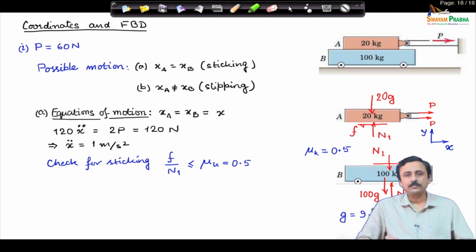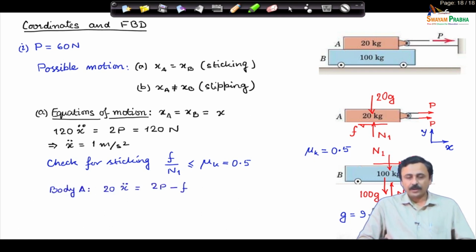Now, we check for sticking or slipping condition, because we have assumed sticking. Therefore, the force of friction at the interface divided by the normal reaction at the interface must be less than or equal to the given value mu s, which is 0.5, and mu s is equal to mu k. Therefore, F by N1 must be less than or equal to 0.5. We have to find out the force of friction and the normal reaction. So, for that I look at body A only.